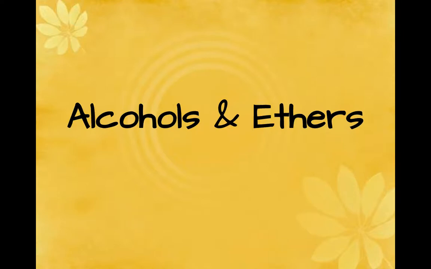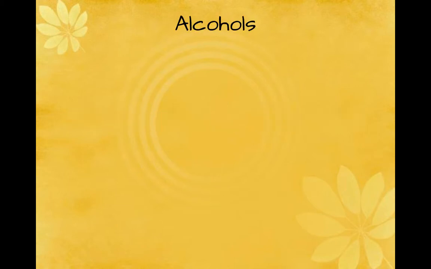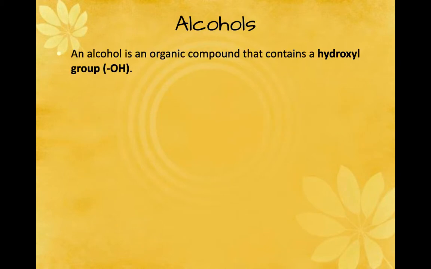In this video, we're going to look at alcohols and ethers and how we can identify them, name them, and draw their chemical structure. So we'll start with alcohols. An alcohol is an organic compound that contains a hydroxyl group, which is the OH group.